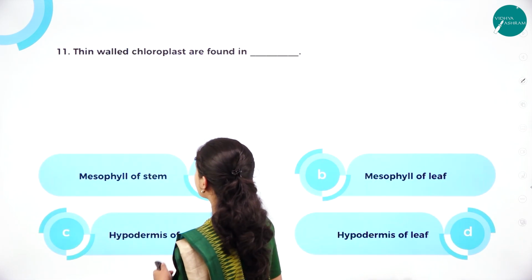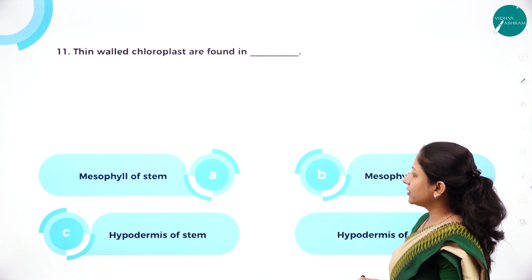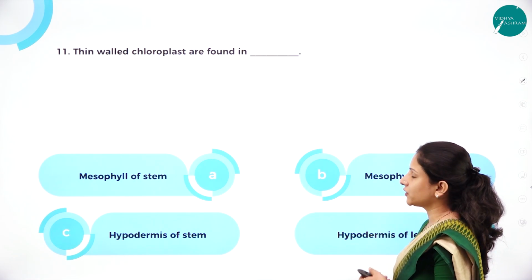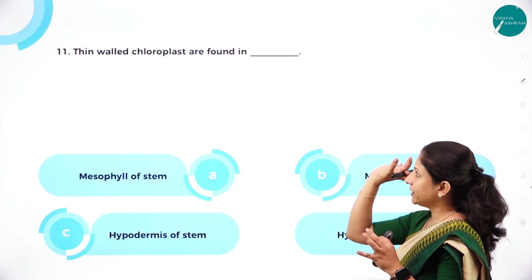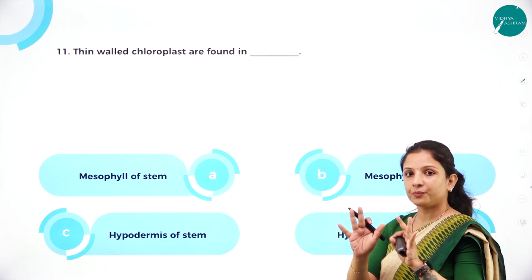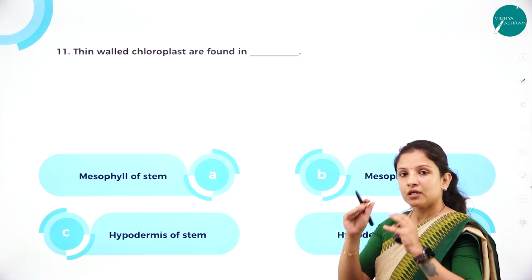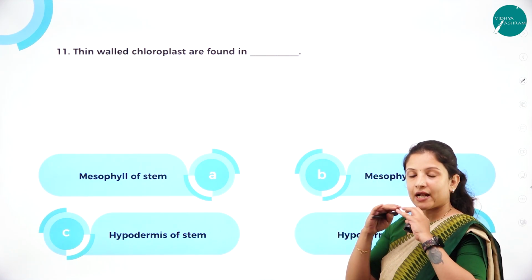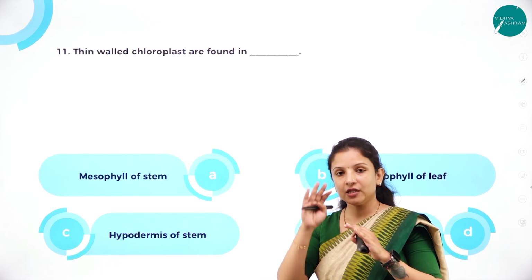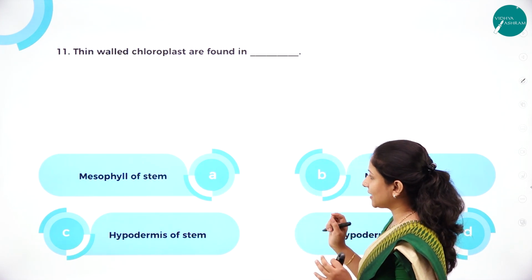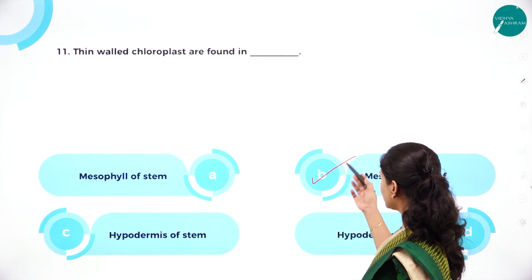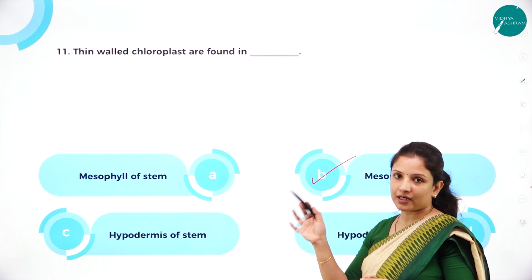Next question. Thin-walled chloroplasts are found in mesophyll of stem, mesophyll of leaf, hypodermis of stem, hypodermis of leaf. When the word leaf or chloroplast comes, we need to think that chloroplasts are present in the leaf, below the epidermis and in the mesophyll, because the mesophyll has parenchyma cells which contain chloroplasts. So the right answer here is mesophyll of leaves. The rest of the options are wrong. Option B, mesophyll of leaf, is the correct answer.